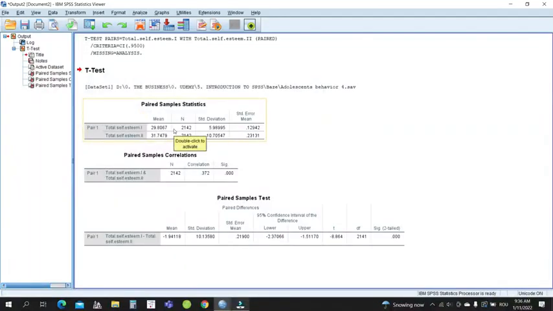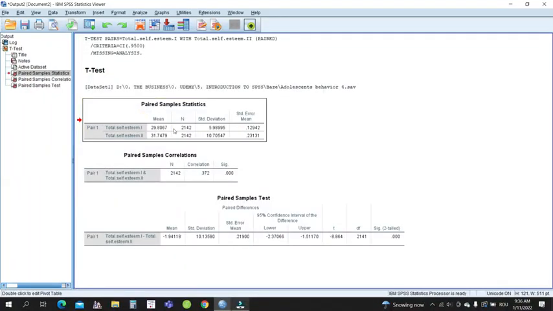As you can see in the results output, the first table incorporates the main descriptive indicators for self-esteem in 2 moments of measurement, the first semester and the second semester. So, our adolescents have a mean of self-esteem of 29.8 and a standard deviation of 5.9 for the first semester, and a mean of 31.7 and a standard deviation of 10.7 for the second semester.